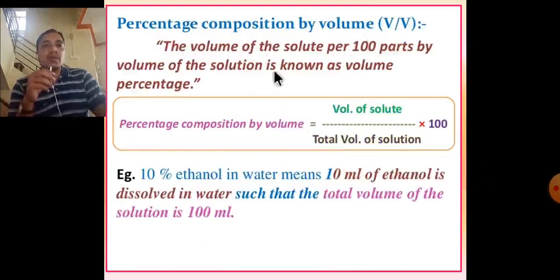Percentage composition by volume, V upon V. The volume of the solute per 100 parts by volume of the solution is known as volume percentage. Similarly, percentage composition by volume is equal to volume of solute divided by total volume of solution into 100. Example, 10% ethanol in water means 10 ml of ethanol is dissolved in water such that the total volume of solution is 100 ml.